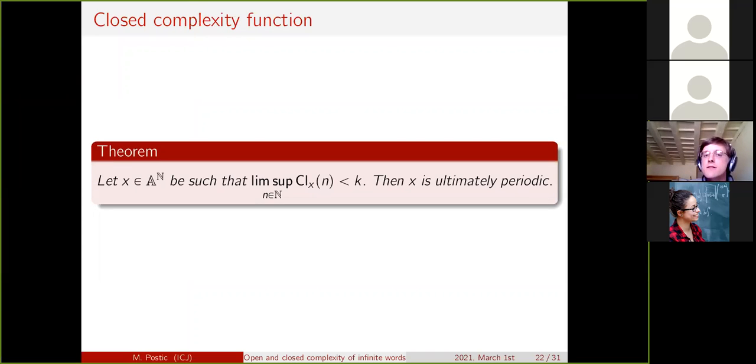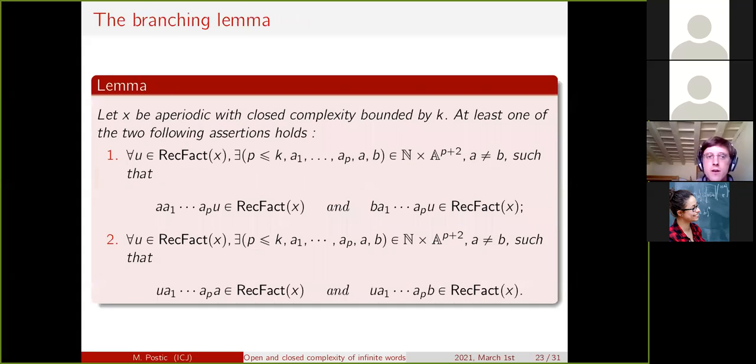So you take x such that the lim sup of the closed complexity is smaller than an integer k, and the theorem says that x has to be ultimately periodic. So the most important lemma we had in this is the following lemma. So it's quite ugly, but I'm going to explain it a bit. So first of all, you have this RecFact here, which means the set of recurrent factors. The recurrent factors are the factors which appear infinitely often in the word x.